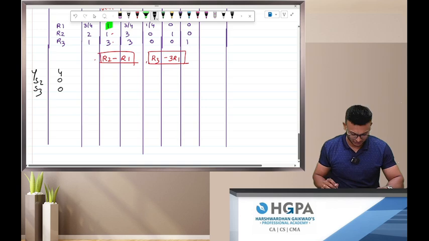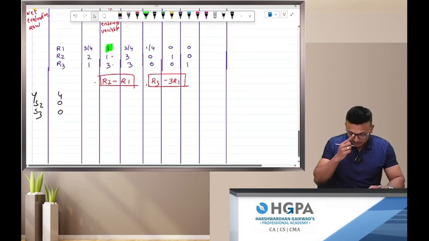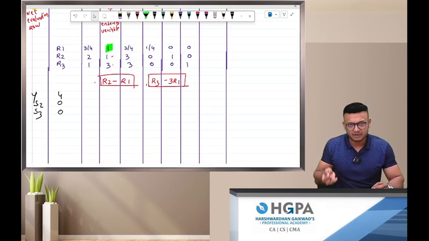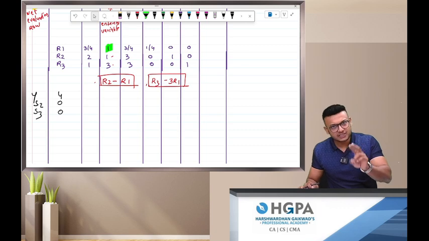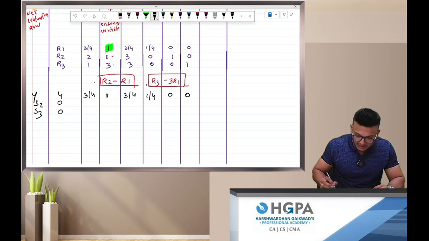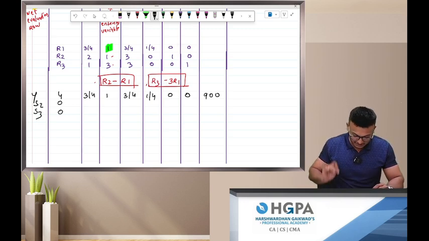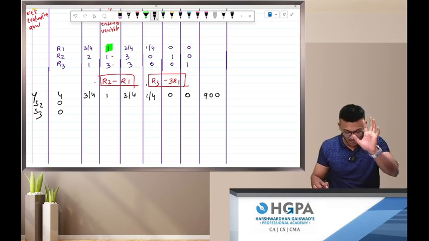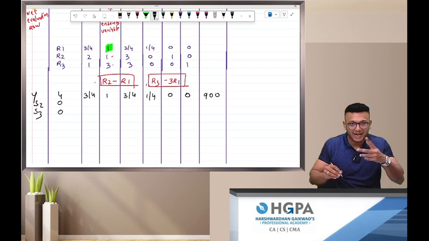Okay. So please tell me one thing, whether R1 will change. R1 is not going to change. R1 will remain as it is. The only two rows which are changing are R2 and R3. So what I'll do: 3 upon 4, 1, 3 upon 4, 1 upon 4, 0 and 0. Okay, now please pay attention. First subtraction, R2 minus R1. 2 minus 3 upon 4.